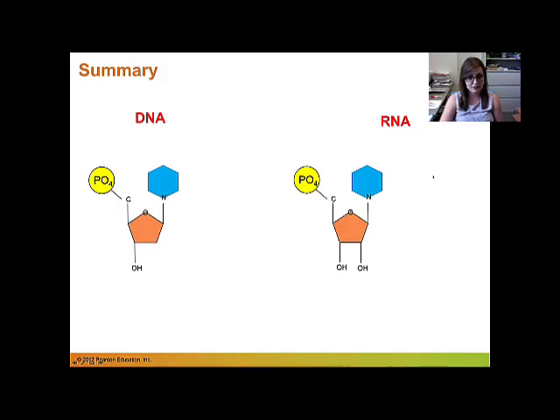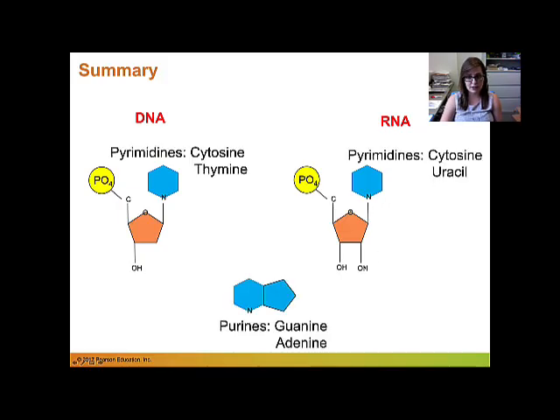So in summary, some of the differences. In RNA, we have this hydroxyl group at the 2' carbon, not in DNA, and the pyrimidines in DNA include cytosine and thymine, and in RNA they contain cytosine and uracil. So those are some of the differences. And then in the next video, I'm going to talk about how these monomers polymerize, how these nucleotides polymerize to form nucleic acids.